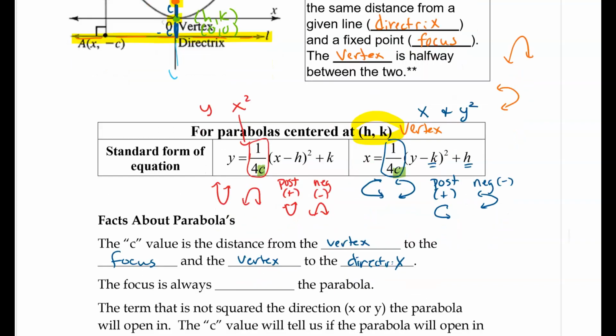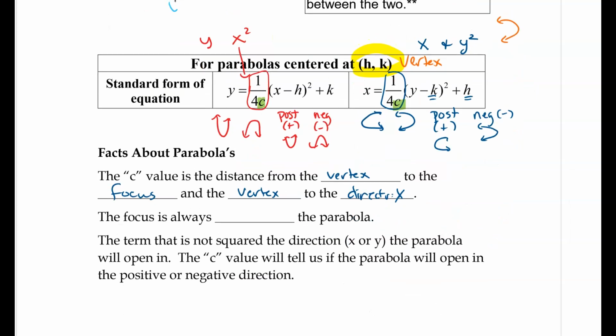We also want to know that the focus is always on the inside. There's no other way the focus works with a parabola but being on the inside. The term that is not squared, like the x or y, tells you the direction the parabola is opening. So if x is not squared, you're opening left or right. If the y is not squared, you're opening up or down. The c value being positive or negative will also tell you the direction as well, which really helps us.